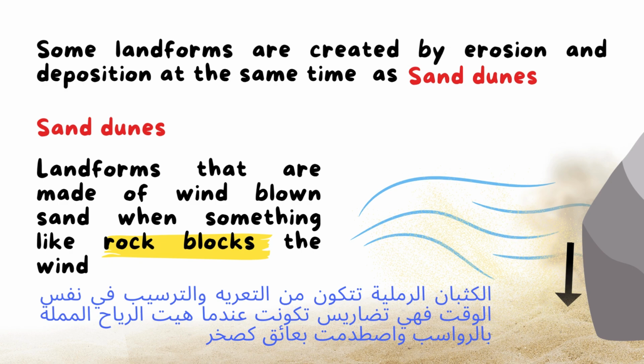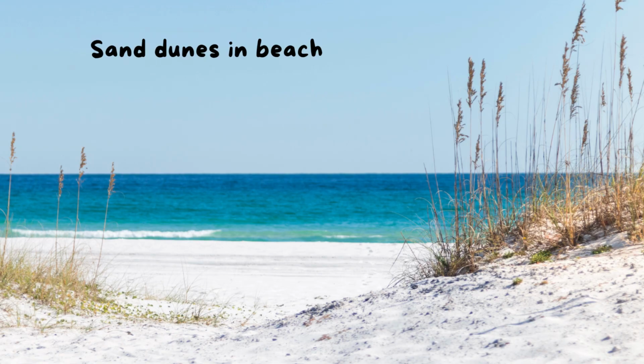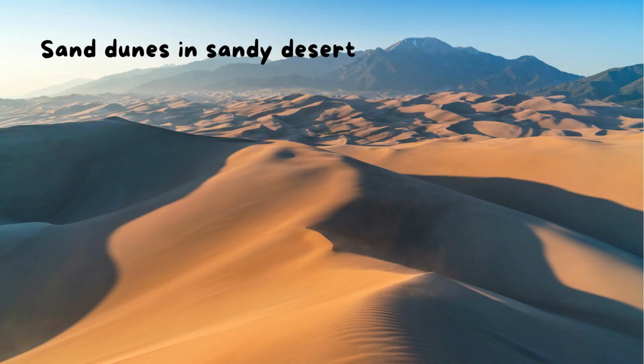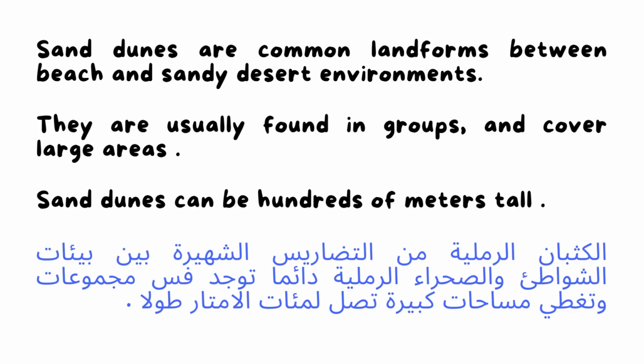We have two types of sand dunes. Sand dunes like on the beach, as we see here. Also, we have sand dunes in sandy deserts. They are large sand dunes. Sand dunes, as we saw, are common. They are famous landforms found between the beach and the sandy desert environments. They are found in both beaches and sandy desert environments.